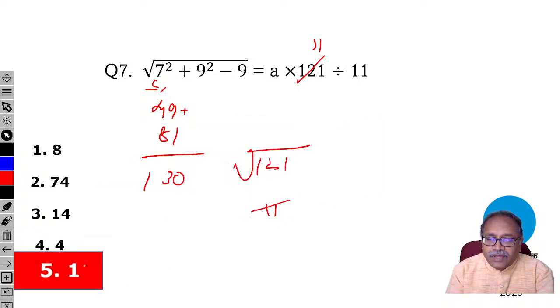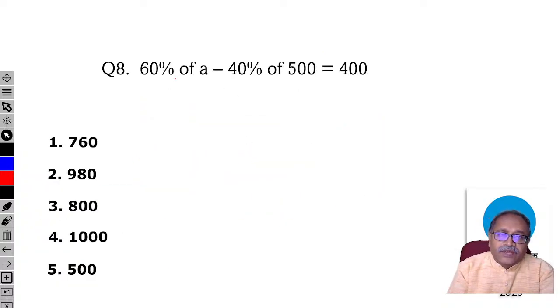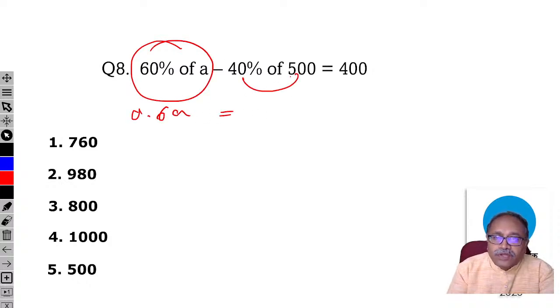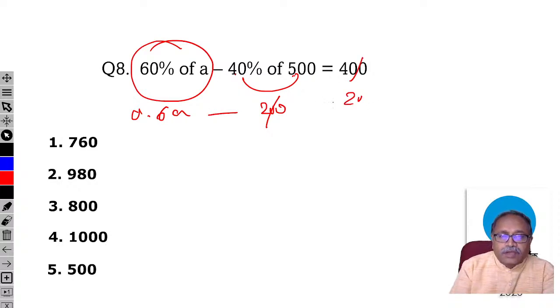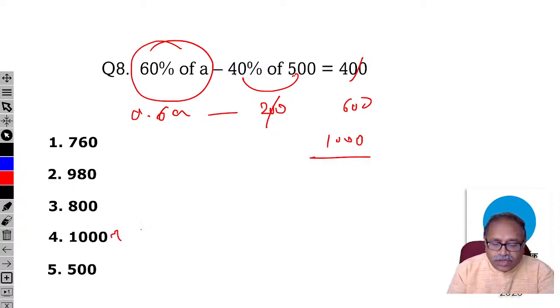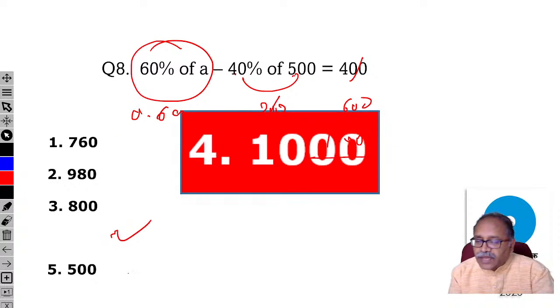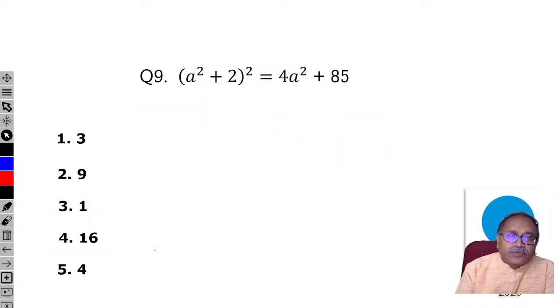Okay, let's move on to the next question. My friends, let's move on to the next question. This is 60% of a, which is nothing but 0.6a, and which is equal to 40% of 500. 540 is 200, and this minus 200, 400 cancel, so 200 remains, and it becomes plus. So 600 comes here. So 0.6a is equal to 600, then a is equal to 1000. Is there 1000 anywhere? Option 4. This is my answer. Okay, so let's move on to the next one.